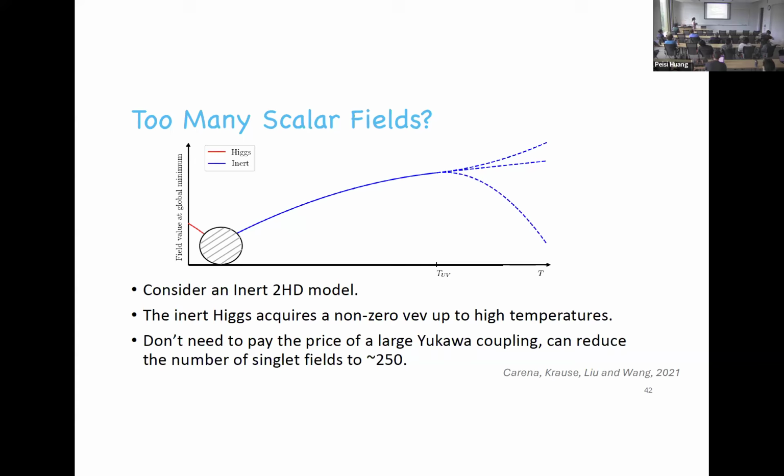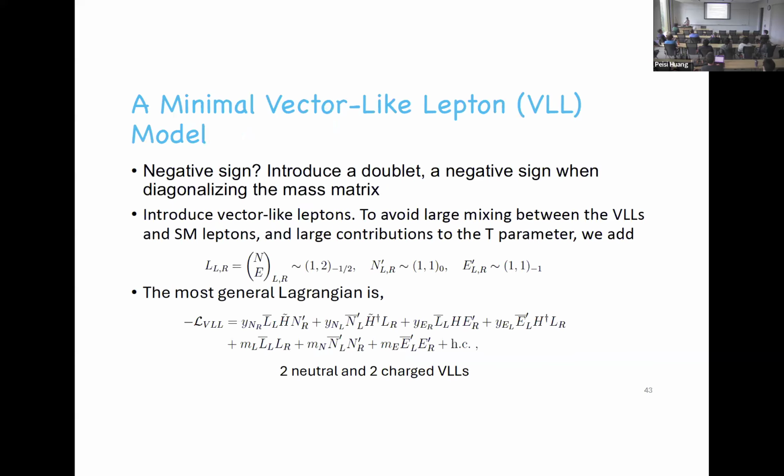So what Jen did with collaborators is that they considered the inert two Higgs doublet model. There, the inert Higgs acquires a non-zero value up to very high temperature. And the good thing about an inert doublet is you don't have to pay the price of a large Yukawa coupling, as we did for the standard model. Therefore, they can reduce the number of singlet fields. It reduces it down to 250.